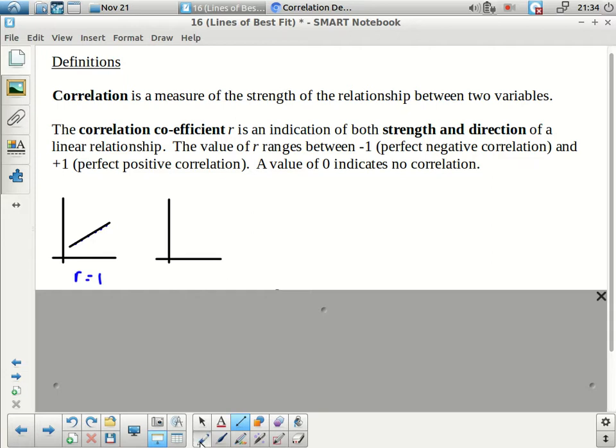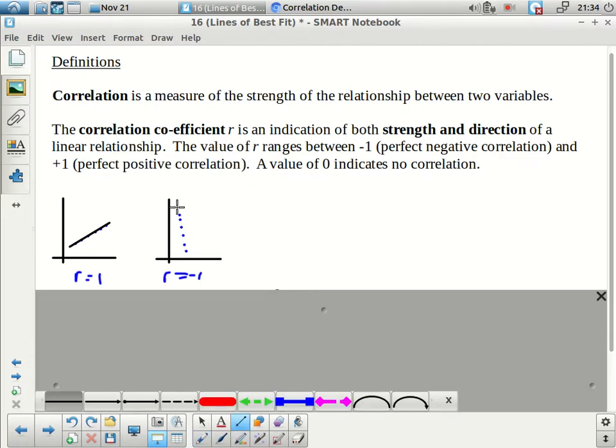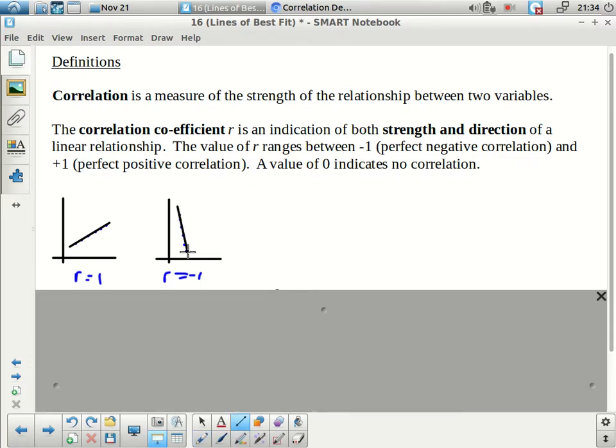For perfect negative, when R is -1, it's the same idea, just in the opposite direction: something going down in a straight line. This is a very steep straight line, but it would be pretty much perfect negative, because if I draw my line of best fit, it goes straight through all the points. As the value moves towards 0, as it gets lower, it just means the data is more spread out.